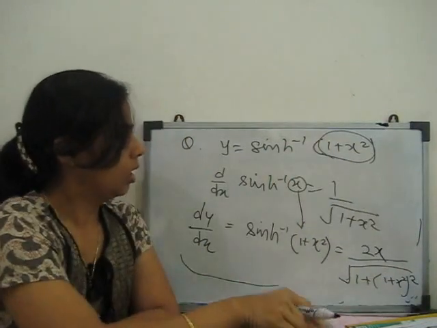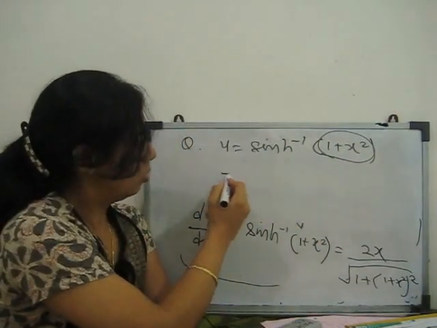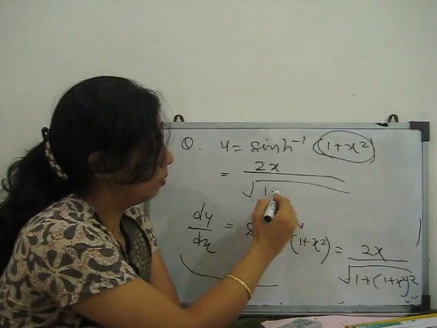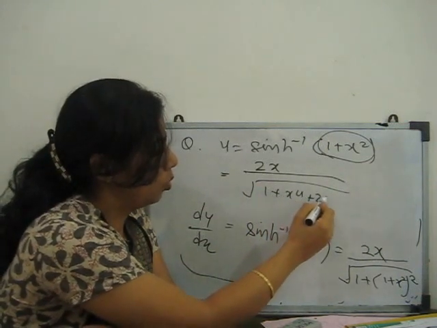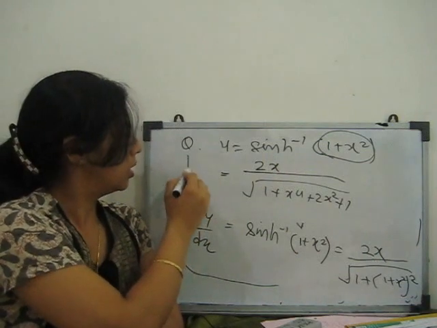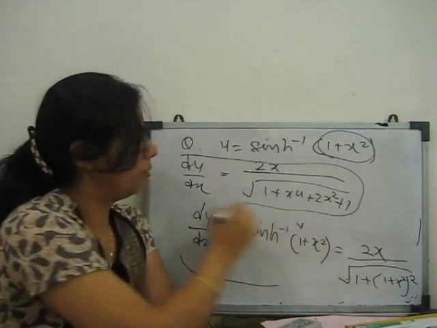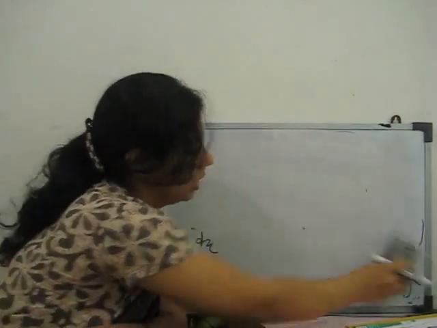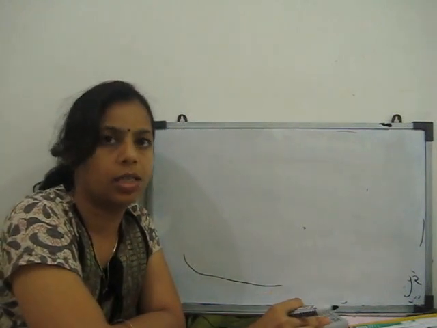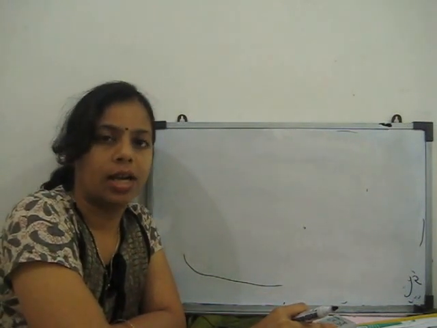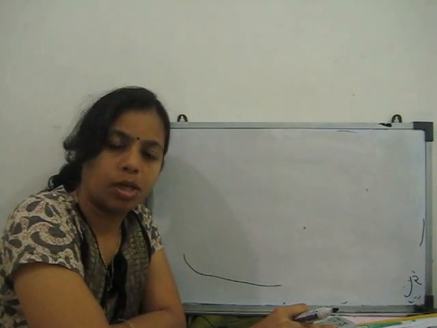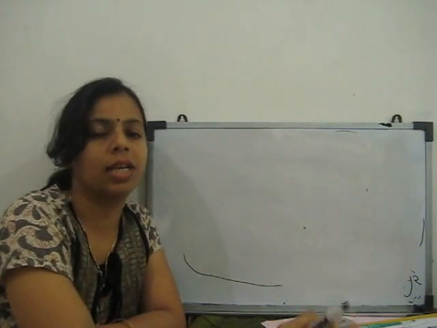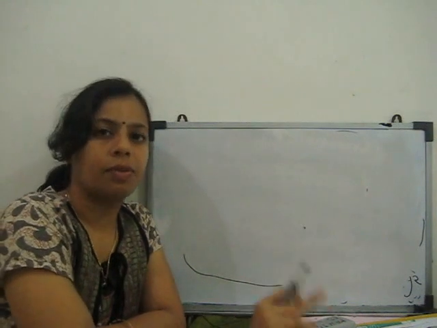So 2x is here. When you simplify it, it gives 2x upon, you just open it, under root of 1 plus x to the power 4 plus 2x square plus 1. So this is dy by dx of the given inverse function. Similarly, there are so many examples. The derivatives of hyperbolic functions are very easy. Just remember there is no negative sign: dy by dx of sine hyperbolic is cos hyperbolic, dy by dx of cos hyperbolic is sine hyperbolic. No negative sign comes in hyperbolic functions. That is the only difference.